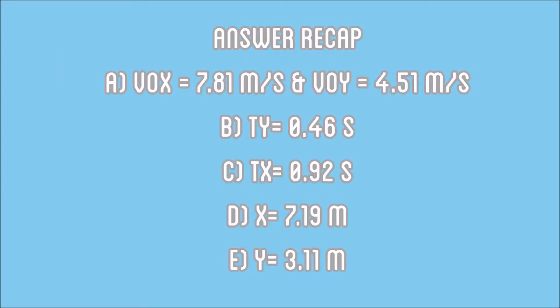Recap. The velocity of x is equal to 7.81 meters per second, and the velocity of y is equal to 4.51 meters per second. The time it took for the egg to reach the midpoint of the trajectory is equal to 0.46 seconds. The total time the egg was in the air is equal to 0.92 seconds. The total range the egg covered is equal to 7.19 meters, and the highest point the egg reached is equal to 3.11 meters.